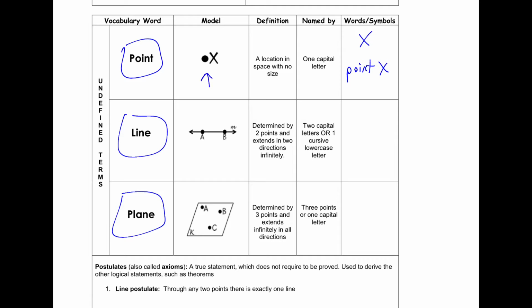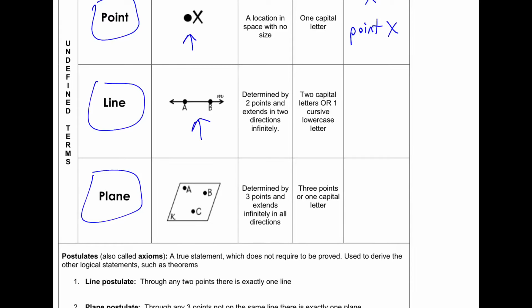Points look like this. There's a location in space with no size. It's named by one capital letter. We might call this X or point X. Lines look like this. There's 2 points and they extend in 2 directions infinitely. We can label them based on those 2 points, A, B, with a line above it, with arrows heading in both directions. The order doesn't matter, so we could say BA. And also, we can name the line based on this cursive lowercase letter. For example, this is line M.